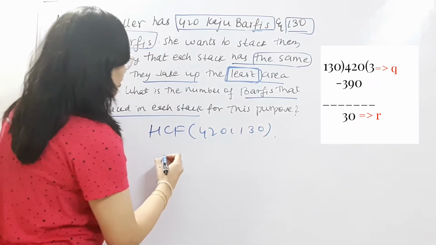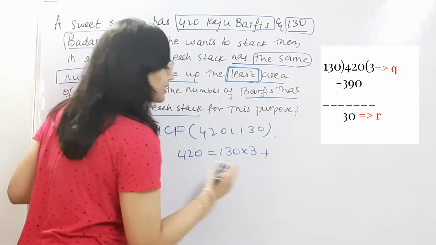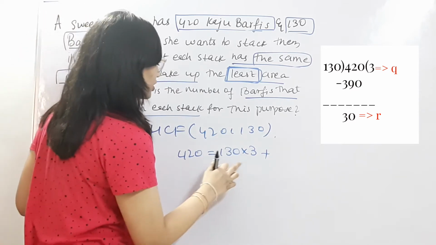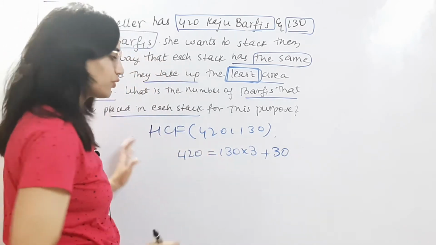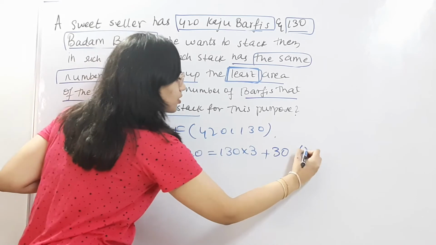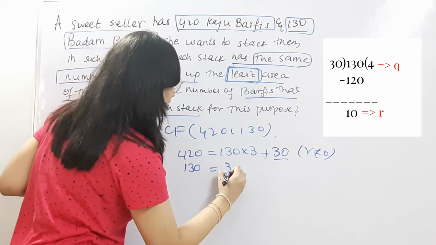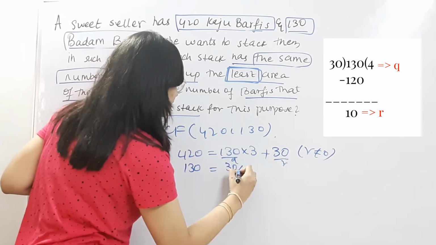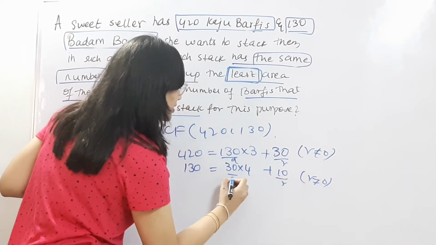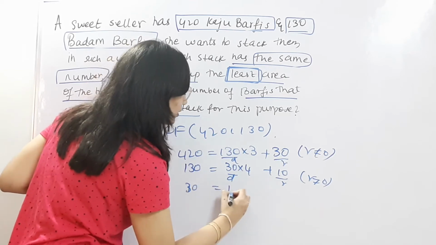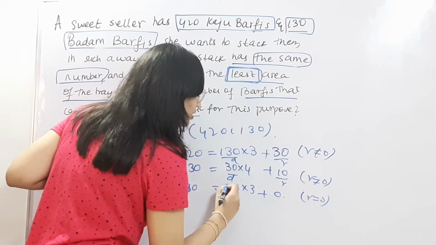So using Euclid's division algorithm, we know that a is equal to bq plus r. So 430 is equal to 130 into 3 plus 30. We get 390 plus 30 is 430. Again, r is not equal to 0. So we get 130 is equal to 30 into 4 plus 10. Again, it's not equal to 0. Then we get 30 is equal to 10 into 3 plus 0. So here r is equal to 0. So the answer is 10.